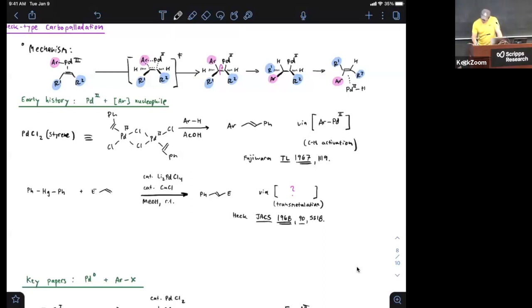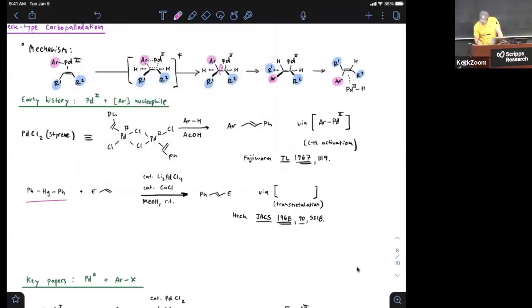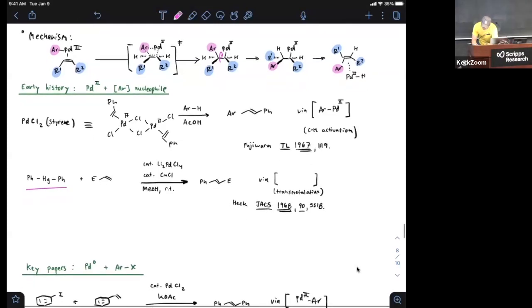Okay, now let's consider an example from Heck himself. Now, looks similar, but a little bit different here. We have a diorganomercury species, a palladium-2 catalyst. Now note that we're under catalytic conditions. The previous example was stoichiometric. We have copper as additive, methanol solvent.